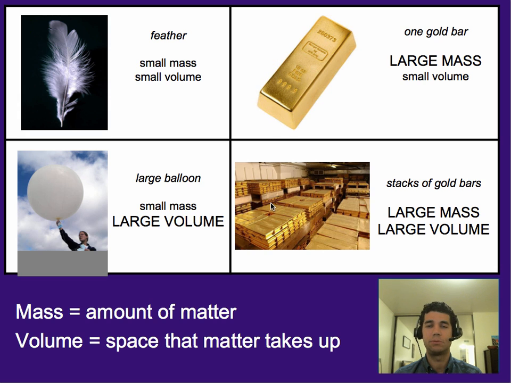If we wanted to look at something that was, let's say, a large mass and large volume, we could look at stacks of gold bricks. They take up, let's say, a whole warehouse of space, so it's a large volume, and it's also a very large mass because they're really hard to push and pull. So really, what you're looking at for volume is how much space does it take up, and what you're looking at for mass is how hard is it to push or pull.